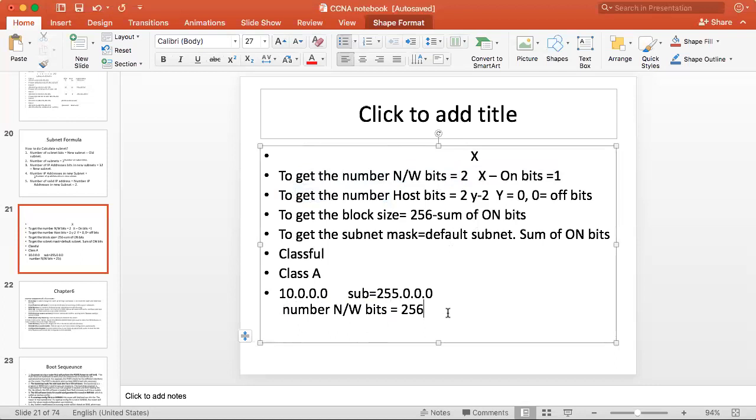Now let's get the other, the number of host bits. What will be the formula? Again, 2 to the power y minus 2, where y is off bits. So how many off bits do we have? We have 24 off bits. So it is 2 to the power 24 minus 2.